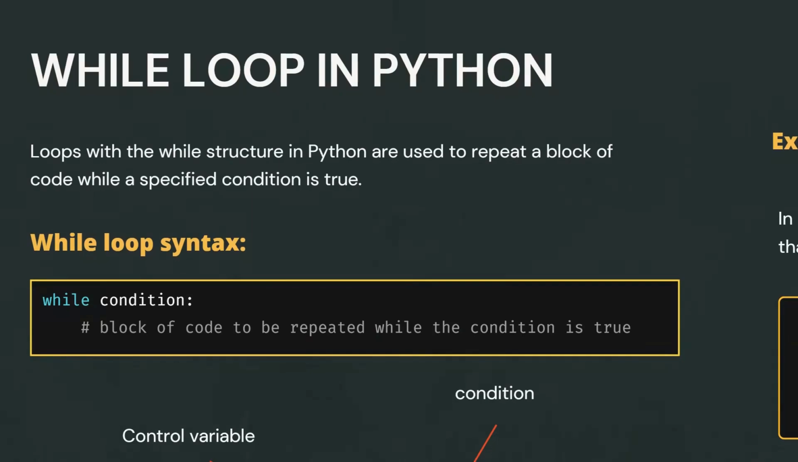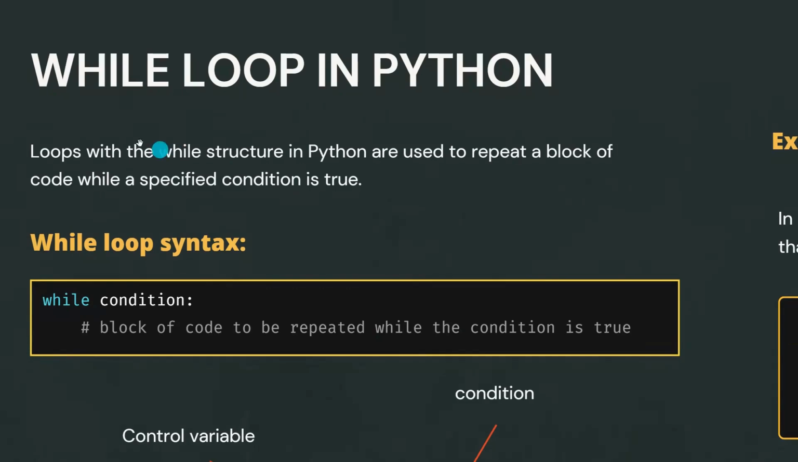A while loop in Python allows you to repeat a block of code as long as the condition is true. Think of it like saying, keep doing this task until the condition is no longer true. For example, imagine you're drinking water from a bottle and you keep sipping while the bottle is not empty. Once it's empty, you stop. That's how a while loop works.